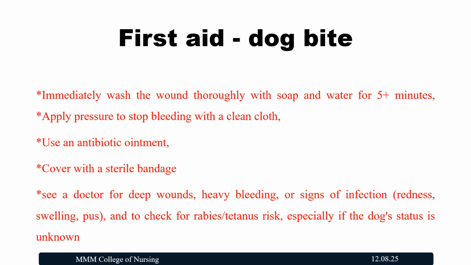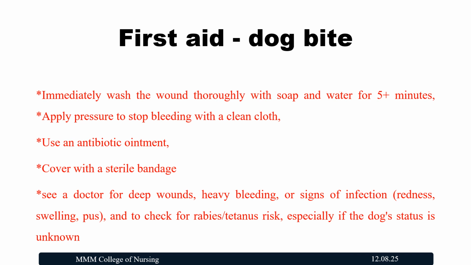What are the first aid measures for dog bite? Immediately wash the wound thoroughly with soap and water for a full 5 minutes, and apply pressure to stop bleeding with a clean cloth. Use an antibiotic ointment, cover with a sterile bandage, and see a doctor for deep wounds, heavy bleeding or signs of infection, redness, swelling, pus, and to check for rabies and tetanus risk, especially if the dog status is unknown.